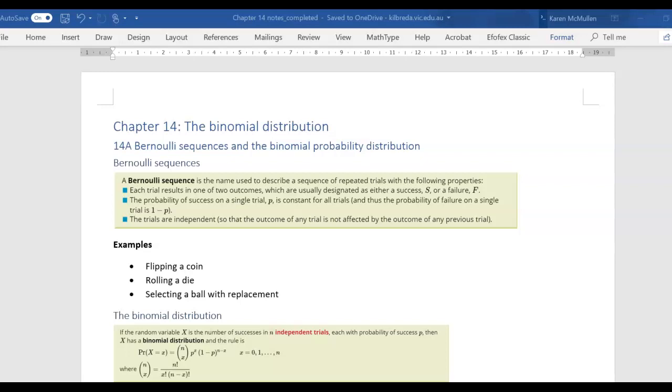So the same as rolling a die. If we wanted to roll a 2, the probability is 1/6. And if we didn't want to roll a 2, it is 5/6, and that does not change.